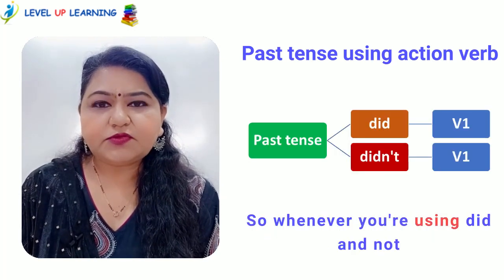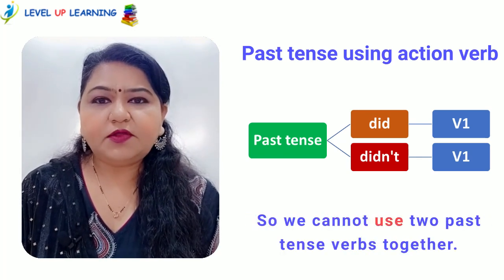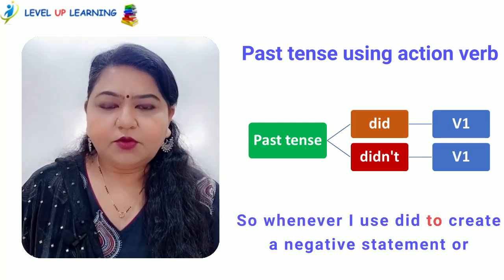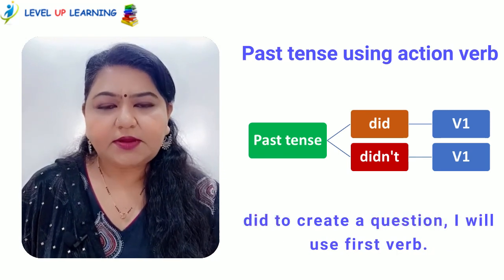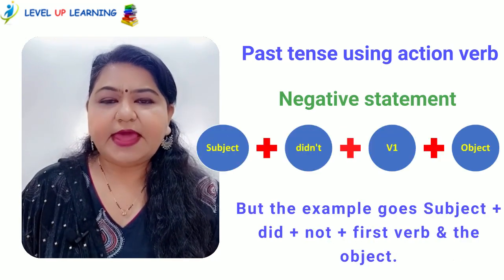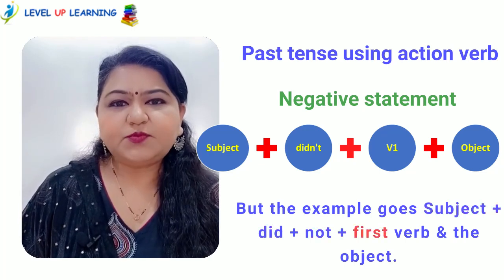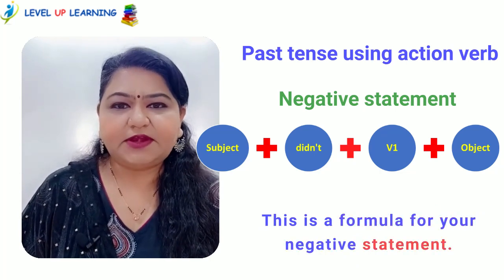So whenever you're using did and not, because did is already a past tense, we cannot use two past tense verbs together. So whenever I use did to create a negative statement or did to create a question, I will use first verb. So the example goes subject plus did plus not plus first verb and the object. This is a formula for your negative statement.